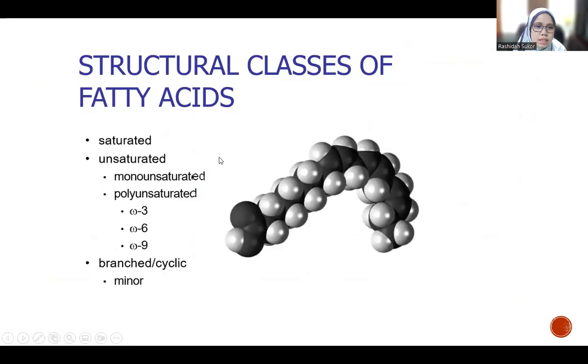Okay. Structural classes of fatty acid: saturated, unsaturated. Kalau dia saturated, meaning there is no double bond. Kalau unsaturated, it can be mono unsaturated. That means satu. Mono is one. You have one double bond, or you can have poly. Poly, you can have more than one double bond. So we call it omega-3, omega-6, omega-9. And then we also have branch or cyclic fatty acid, which is minor.